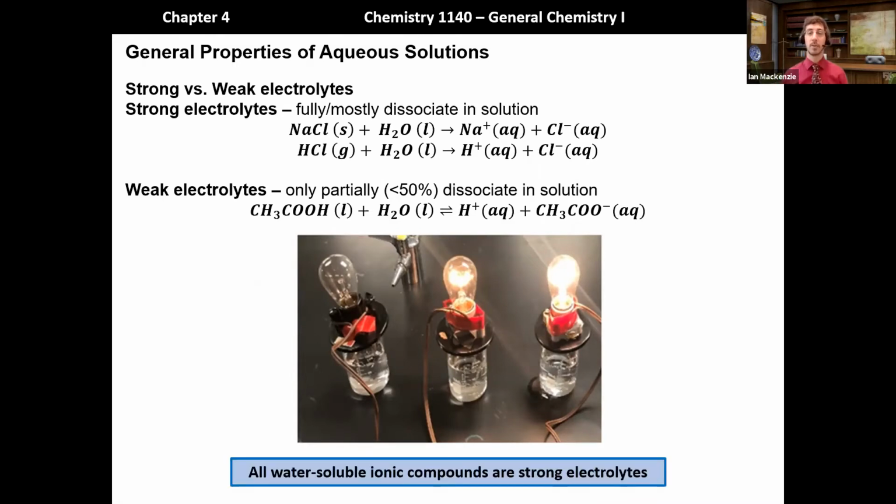The last thing here to note is just that all water-soluble ionic compounds are strong electrolytes. Strong acids, which are molecular compounds, and all soluble ionic compounds are strong electrolytes. In the next couple lectures, we'll go through why we specify water-soluble ionic compounds, and we'll see some cases of ionic compounds that would not be classified as electrolytes.